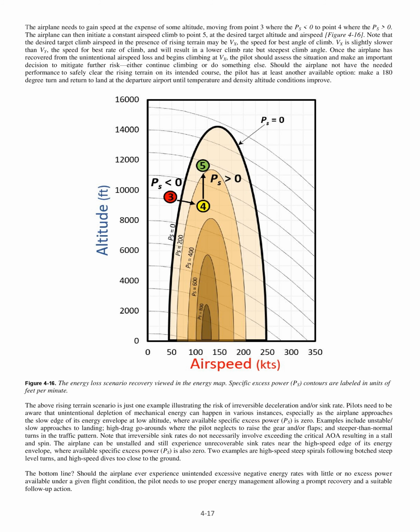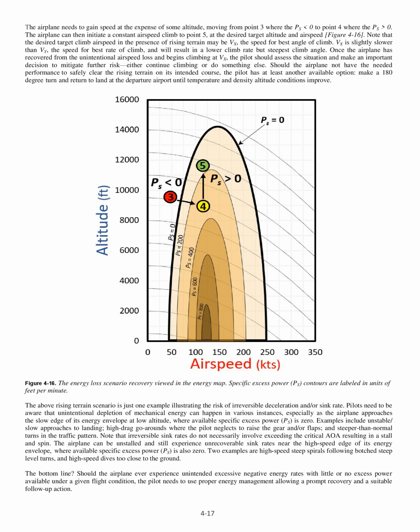Once the airplane has recovered from the unintentional airspeed loss and begins climbing at Vx, the pilot should assess the situation and make an important decision to mitigate further risk: either continue climbing or do something else. Should the airplane not have the needed performance to safely clear the rising terrain on its intended course, the pilot has at least another available option: make a 180-degree turn and return to land at the departure airport until temperature and density altitude conditions improve.